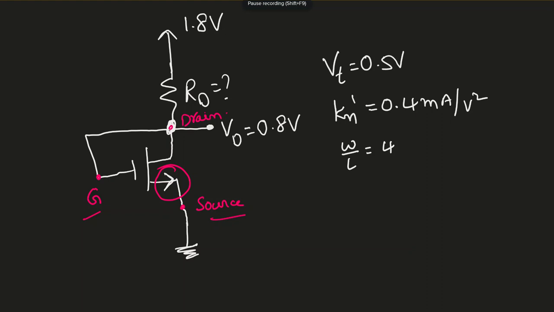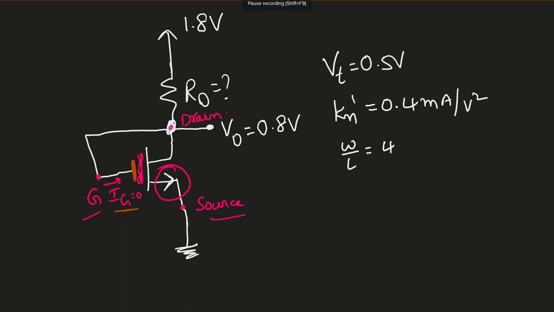The important point we should know is the gate current is always zero because there is an insulation between these two plates. So here this is a conducting plate, this is an insulator. So there won't be any current passing through this gate. So Ig is always zero.